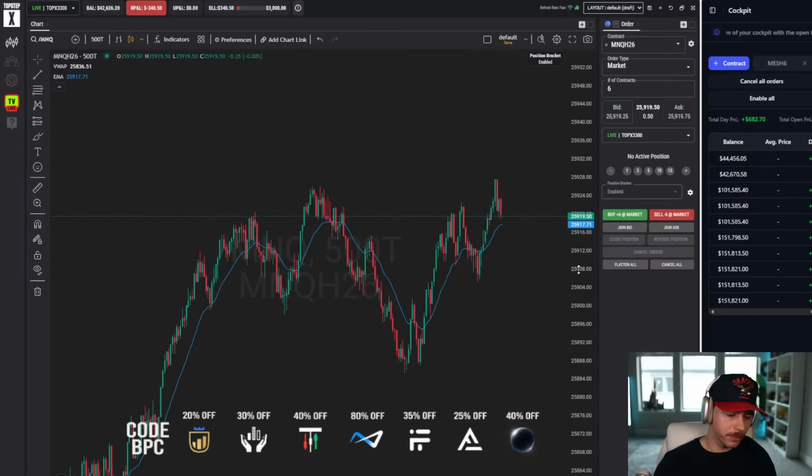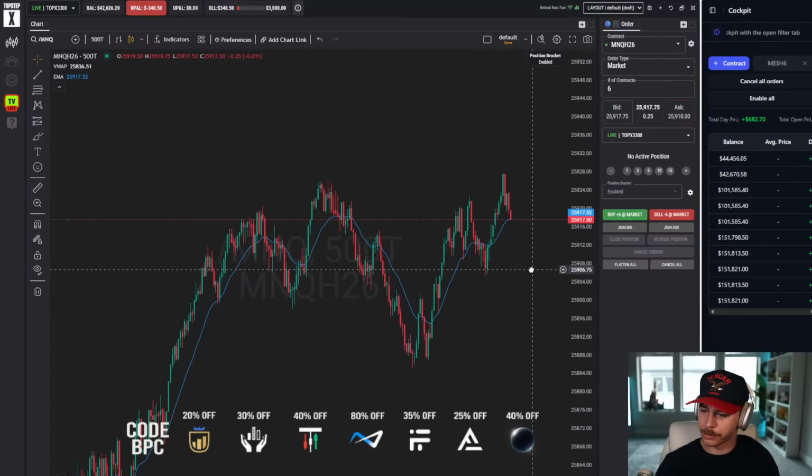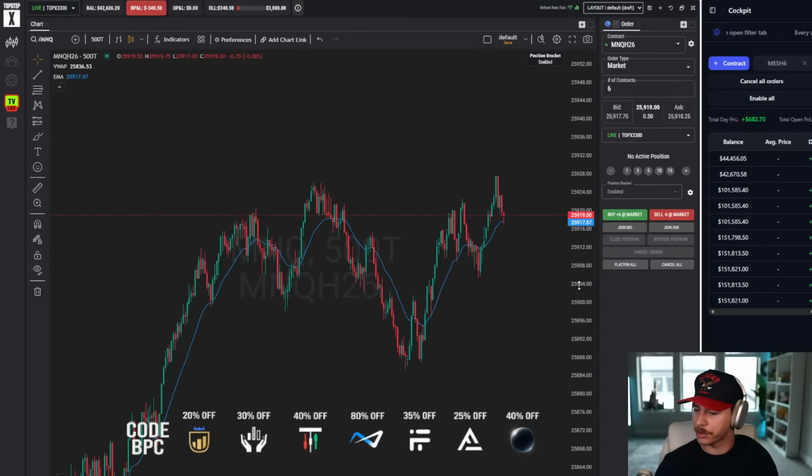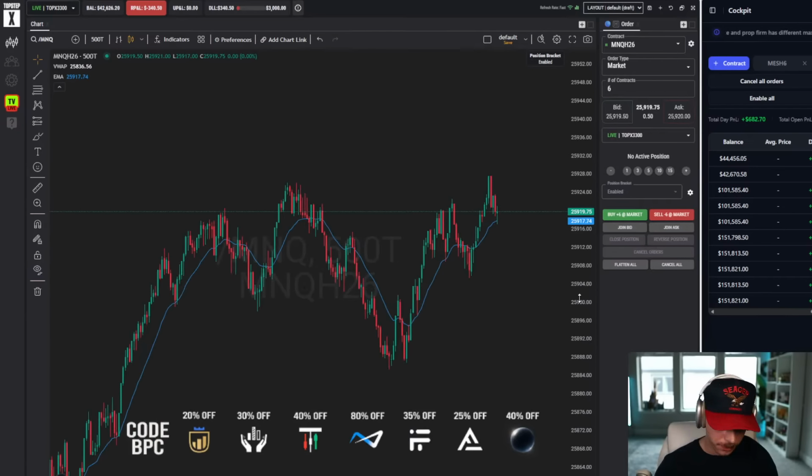Decent little move back to the highs. See if we can get another entry. Low 900s, I guess. Or maybe we just got out right before the big rip. We'll see.